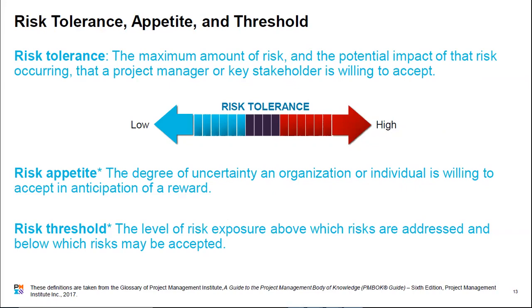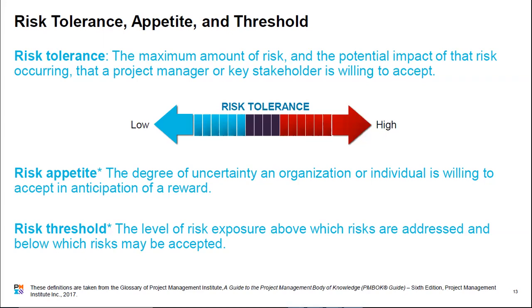It is the degree of uncertainty an organization or individual is willing to accept in anticipation of a reward. So you might plan your project or plan your activities or processes in a way that they have a higher risk appetite in terms of the reward you want to get for that particular risk. It's an opportunity. What is your risk appetite toward that factor linked to that risk occurring? So it's the degree of uncertainty an organization or individual, being the project manager or its team, is willing to accept in anticipation of a reward.